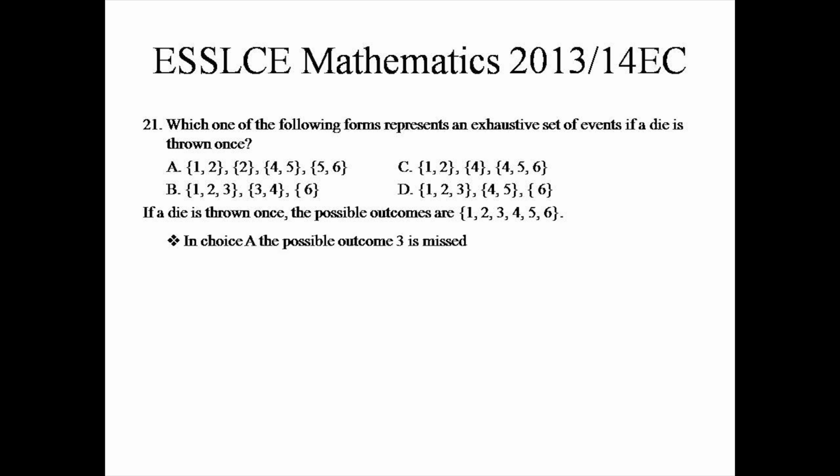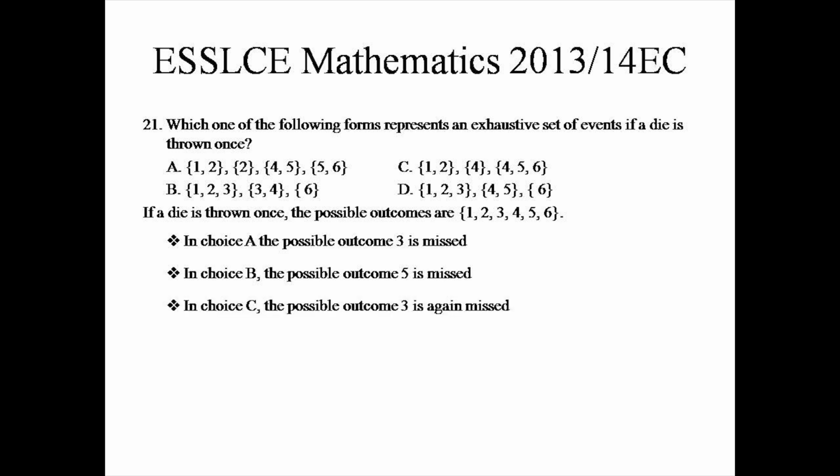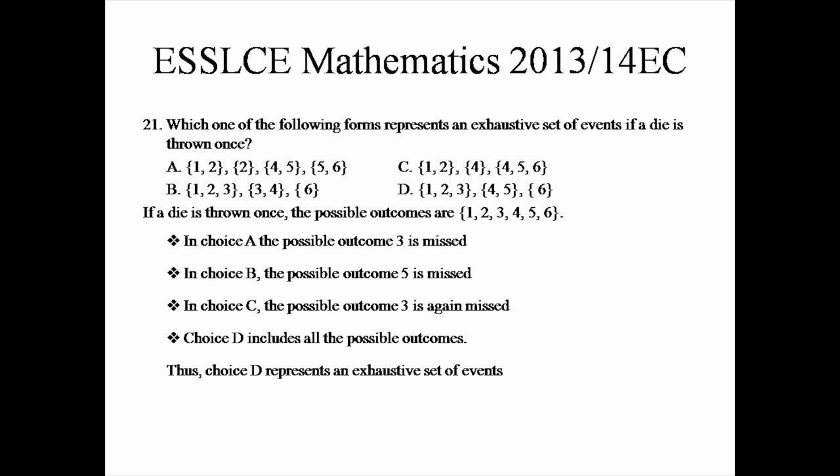Question number 21. Which one of the following forms represents an exhaustive set of events if a die is thrown once? An exhaustive set of events is an event containing all the possible outcomes of the probability. Hence, if a die is thrown once, the possible outcomes are 1, 2, 3, 4, 5, 6. In choice A, the possible outcome 3 is missed. In choice B, the possible outcome 5 is missed. In choice C, the possible outcome 3 is again missed. Choice D includes all the possible outcomes, so alternative D is the right answer.